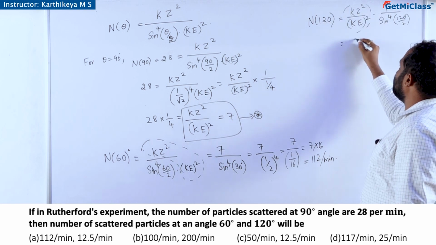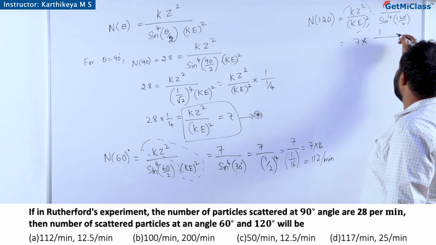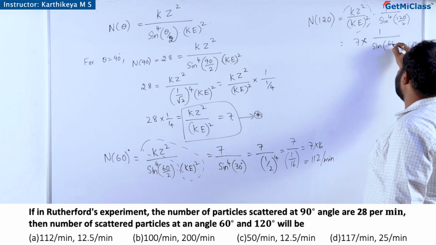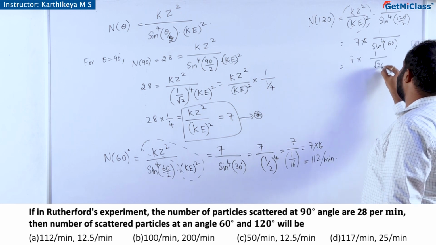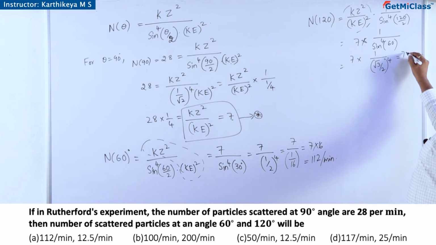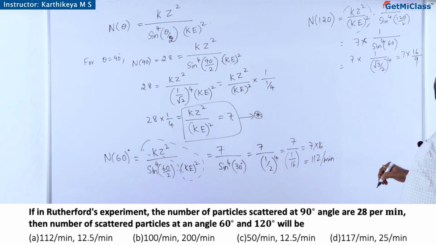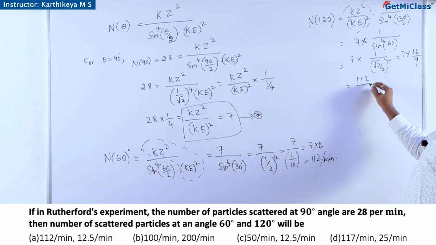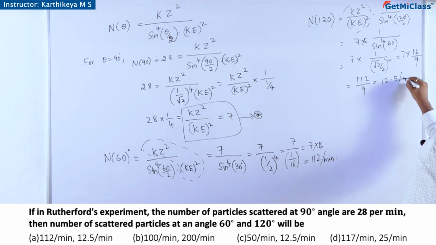So this whole thing is 7, which we have calculated from here. 7 into 1 by sin 60 to the power 4. So sin 60 is root 3 by 2 to the power 4. So 2 to the power 4 is 16, root 3 square is 3, and so by 9 it will be. 112 by 9 you are going to get, which comes out to be around 12.5 per minute.